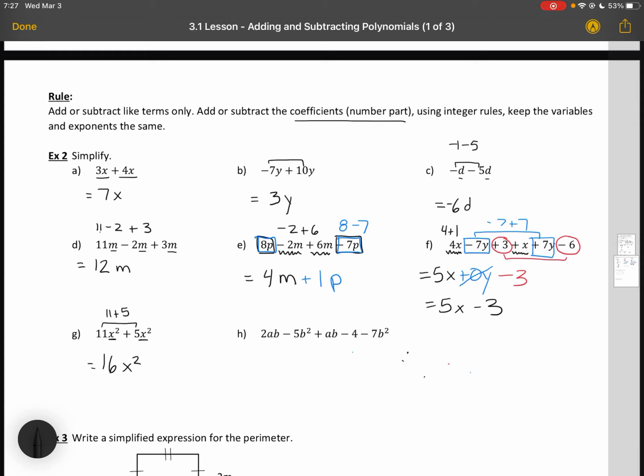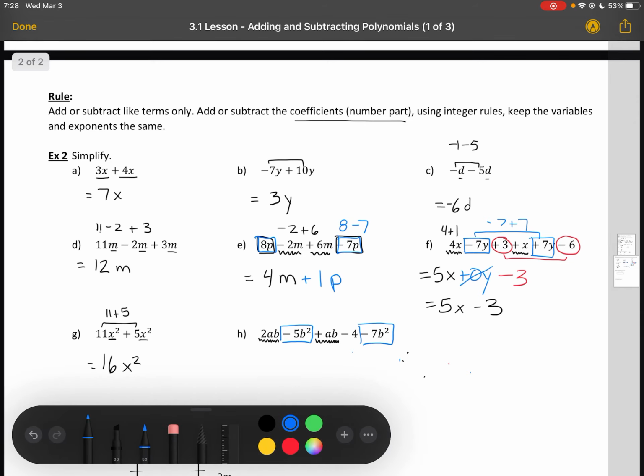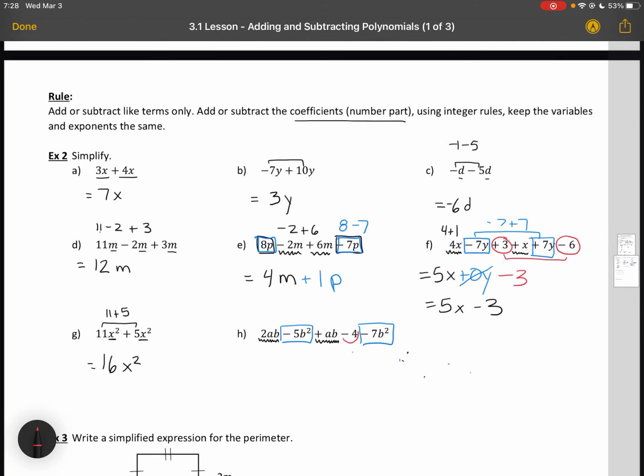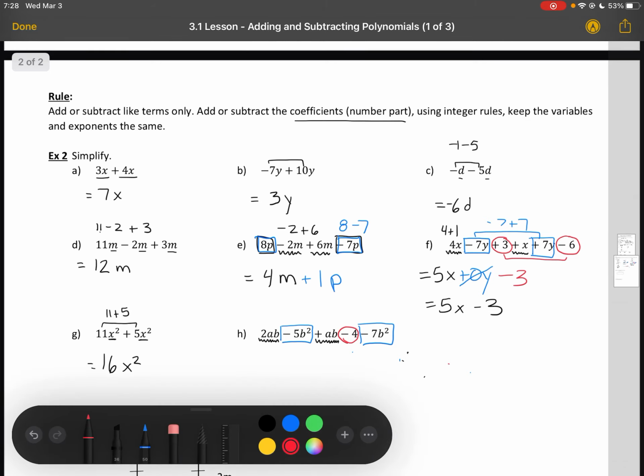My last example here, a little bit more complicated. I'm going to do it the same way I did example E and F by grouping my like terms. So the first one I'm going to do is 2ab, and I see I have another ab term right here. Same variables, same exponents. The next one I have is b squared. So I have a b squared here, and then I have a b squared on the end. My last one is a number that is just by itself.